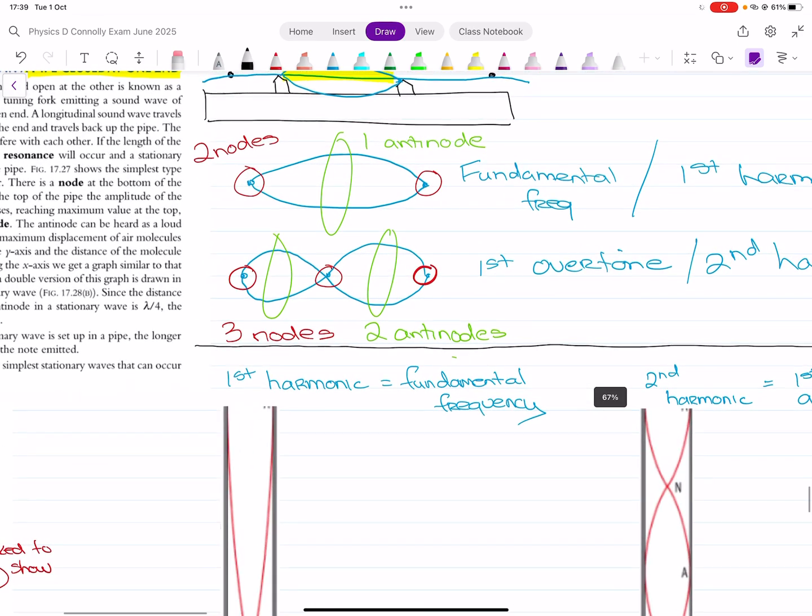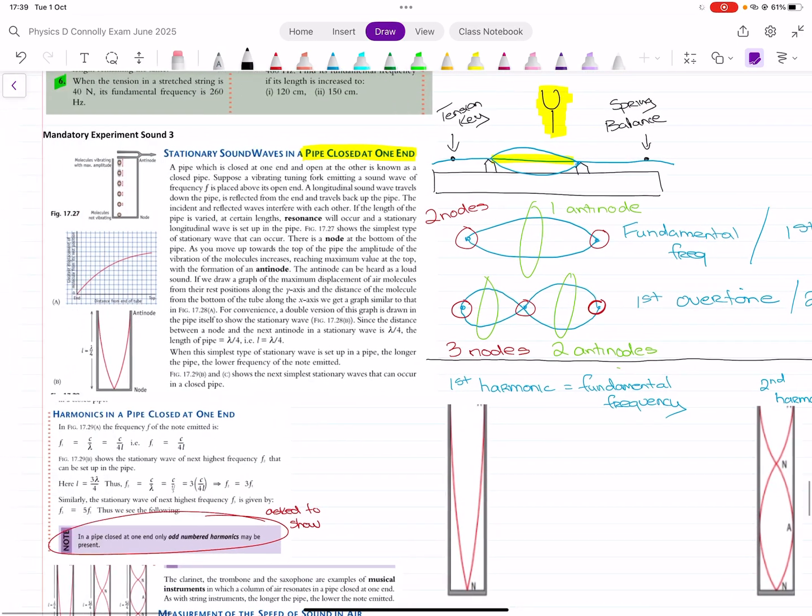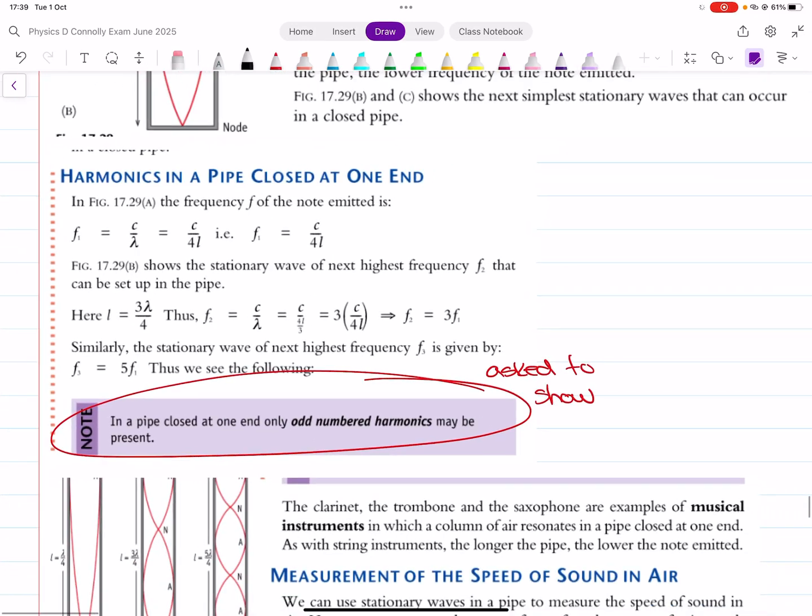I kind of attempted to draw them. They're better up above, but anyway. And we're going to look here at harmonics or overtones in a pipe closed at one end. Okay? So this is actually, I don't know if you noticed, but the two experiments up above were sound 2 and 3. This is actually experiment sound 1.